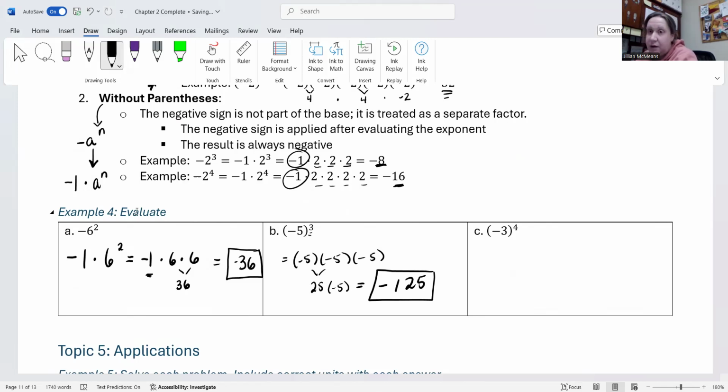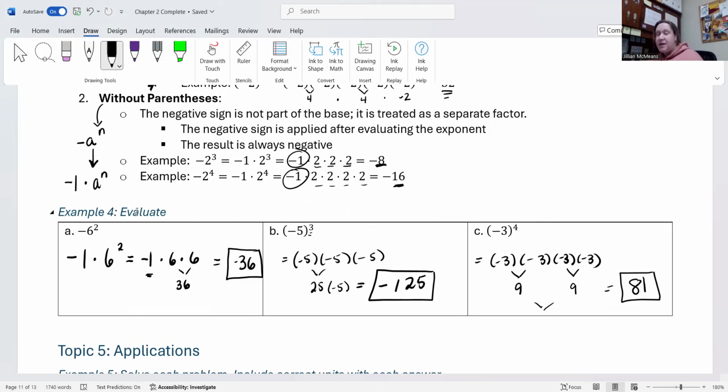Finally, for part C, we have -3 in parentheses to the 4th power. So because the -3 is in parentheses, that negative gets repeated right alongside the 3. So this is going to be -3 times itself 4 times. Well, -3 times -3 is just +9. The second -3 times -3 is just +9. And then finally, 9 times 9 is +81. So this is the only scenario where you can get a positive product when you have a negative base, and that's when the negative is in parentheses and the exponent is even.